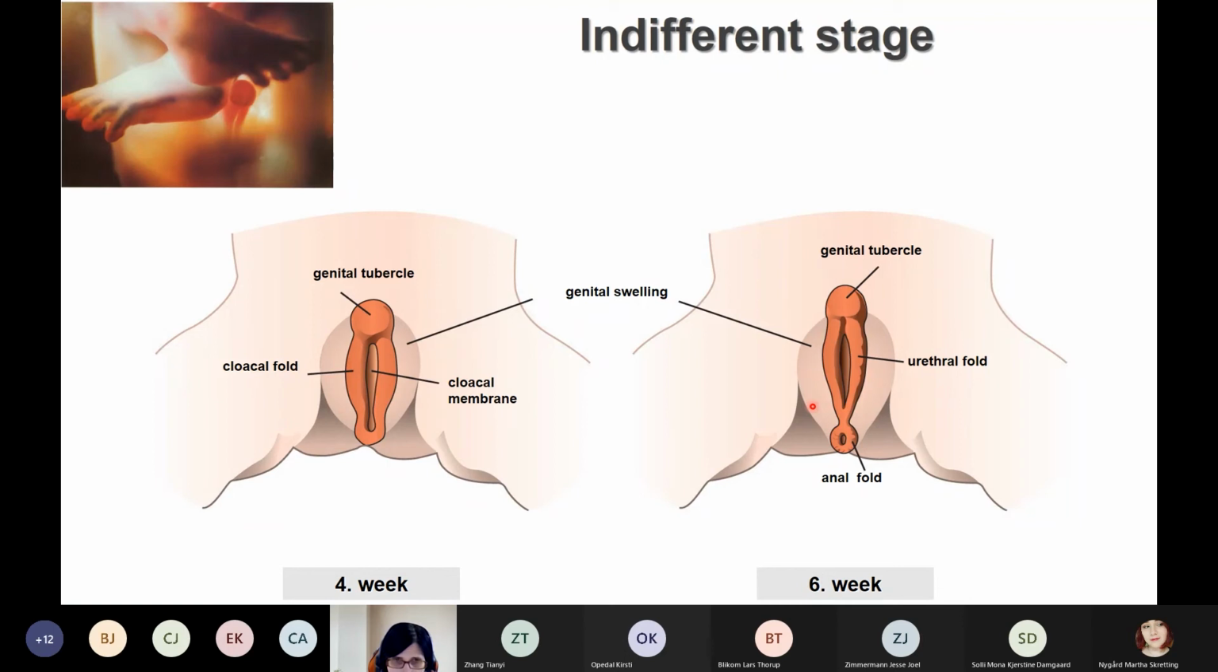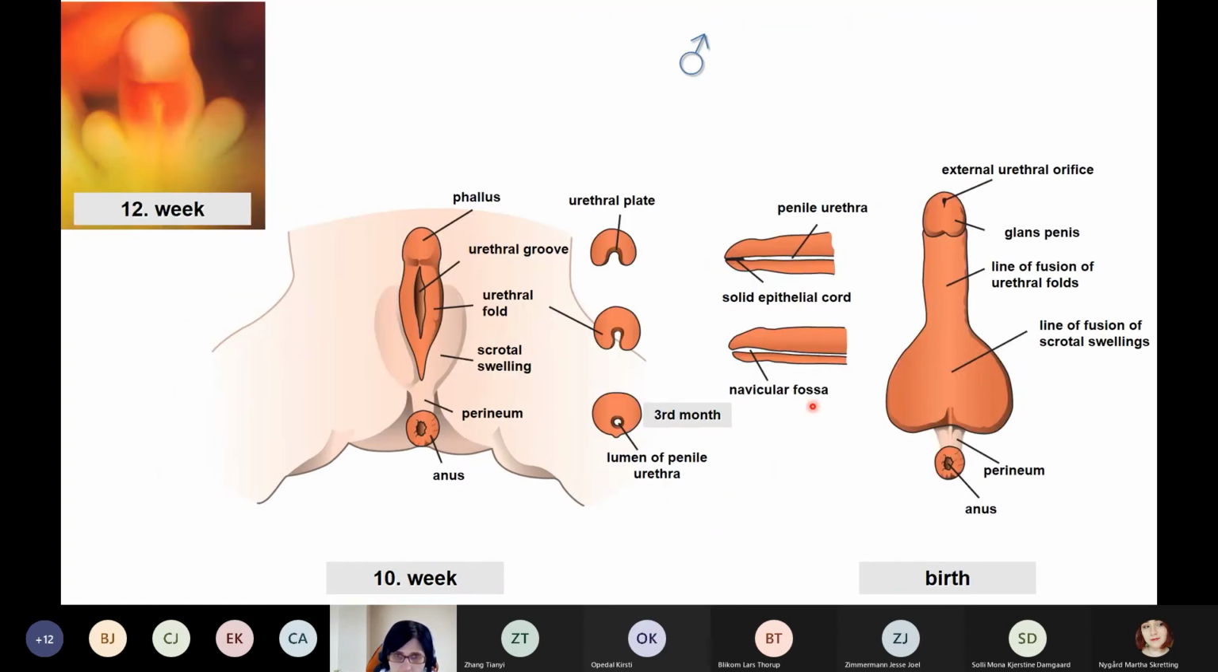At the end of the 6th week, we cannot see any differences between the developing external genitalia of both sexes. So we cannot differentiate or distinguish between male and female at this stage of development. If we look at the further development of the male external genitalia, we can see what will happen to these structures. In this case, here was the genital tubercle. Here are already the urethral folds, but the genital tubercle will do a rapid elongation. And at this stage, we call it already the phallus. With this rapid elongation, the phallus will pull the urethral folds forward.